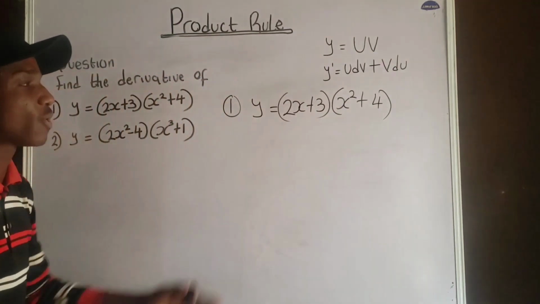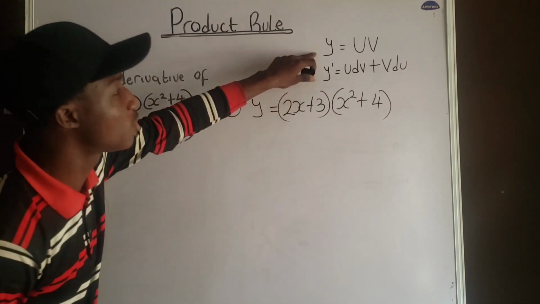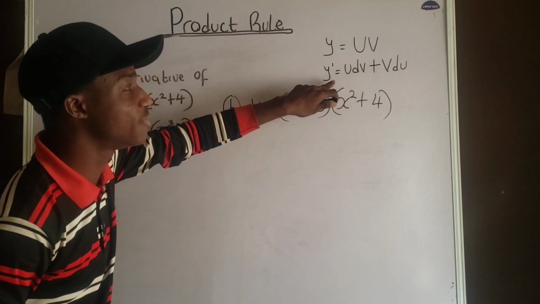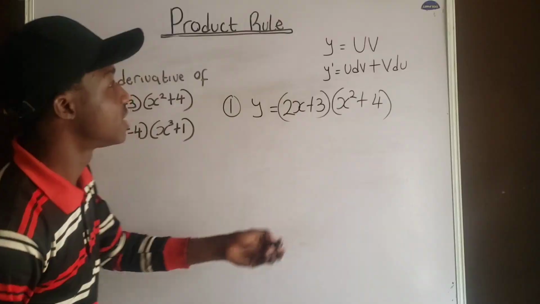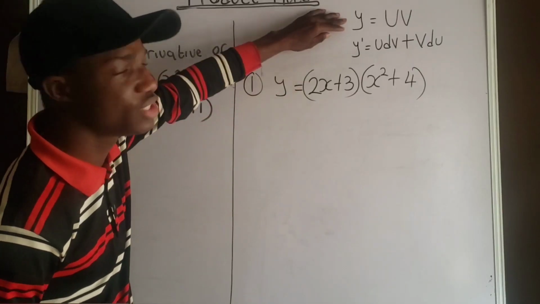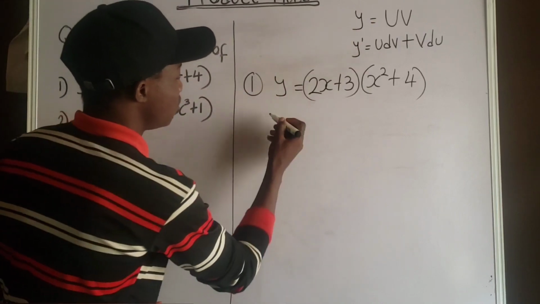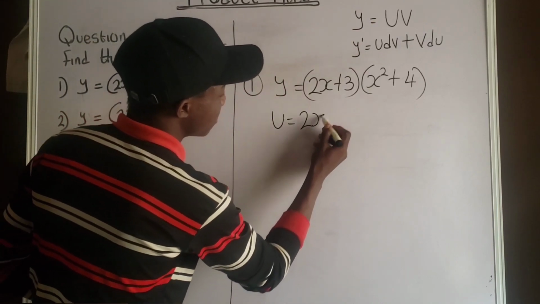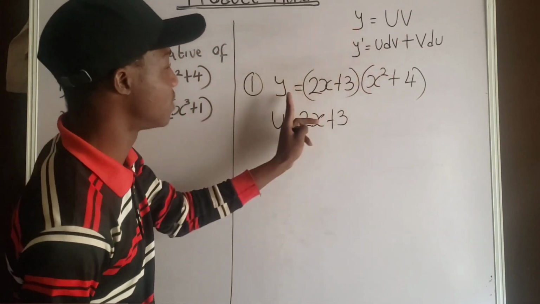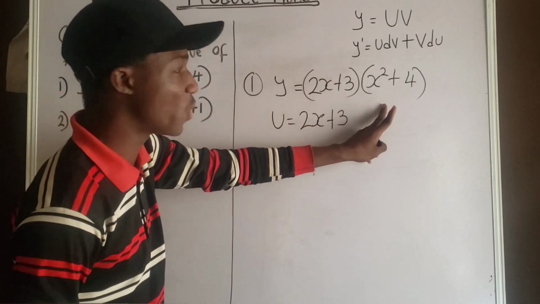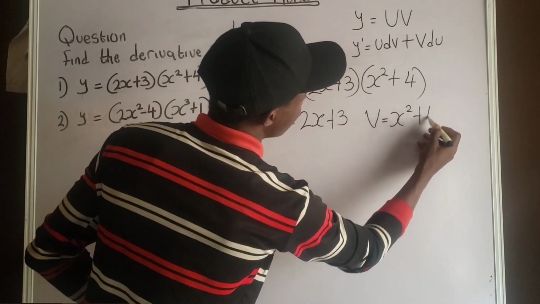Now, to differentiate this function, the first step is to identify your u and v. Don't forget that from the product rule formula, y is equals to uv. The derivative is what? u multiplied by dv plus v multiplied by du. Now, comparing this function with this function, you can see that u is equals to 2x plus 3. And v, which is the other part of this function, v is equals to x squared plus 4.